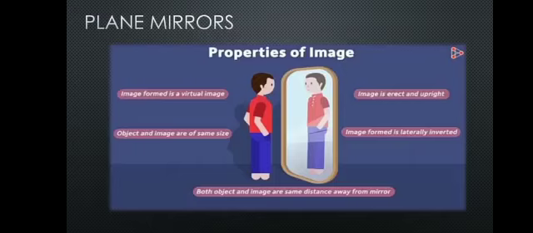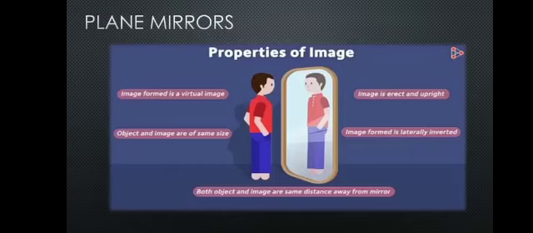Image is erect and upright. It means the image is straight. Upright means your head is up and the feet are down, it is not upside down, it is just erect and upright. Image formed is laterally inverted. You can easily see in your image that your right hand appears as the left hand of your image, and your left hand appears as the right hand of your image. That is called laterally inverted image.